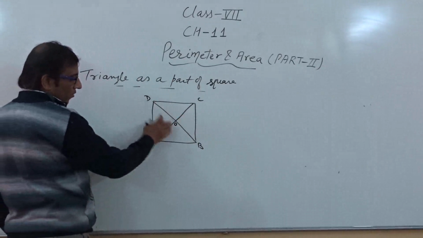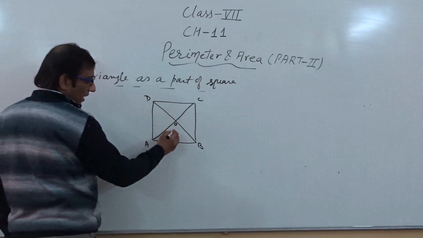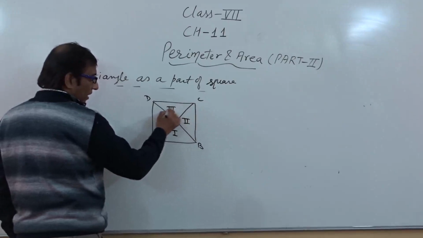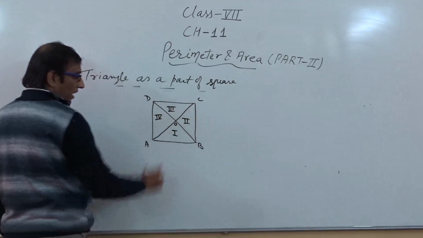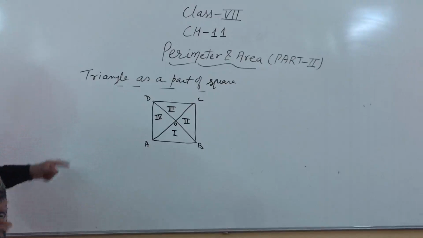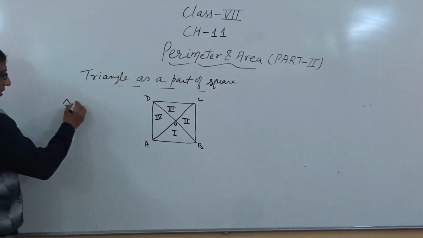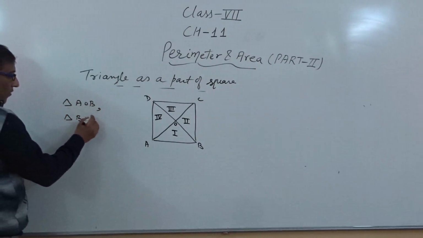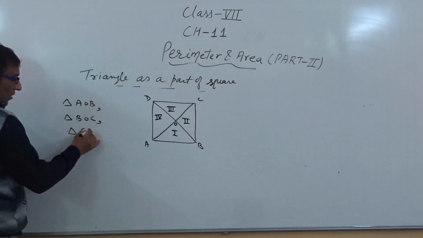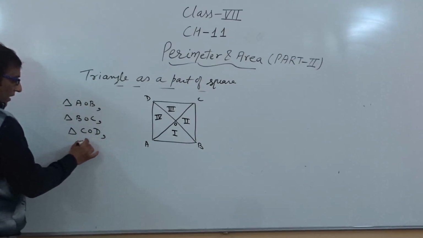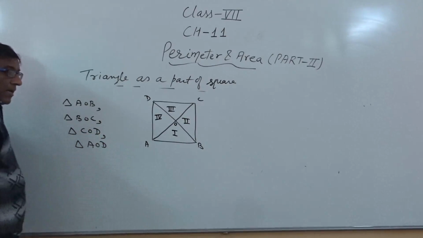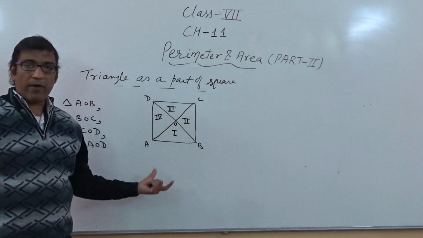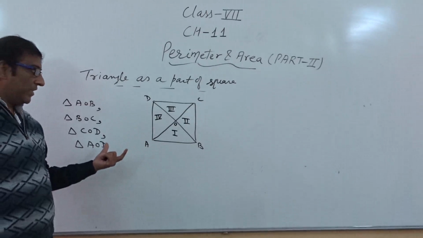So at present AOB is the first triangle, this is the second triangle, this is the third triangle, and this is the fourth triangle. So can we say in all these triangles, triangle AOB, triangle BOC, triangle COD, and triangle AOD, these triangles are the part of this square? So definitely we can say this thing.